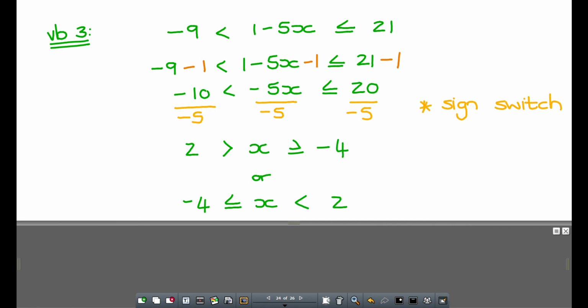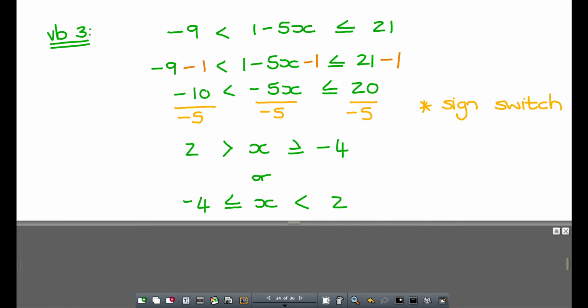X must be greater than minus 4. So, x greater than minus 4. En maak hom toe, x is kleiner as 2. Kyk hierso, x is kleiner as 2. Okay. Put your smaller number on the left-hand side, bigger number on the right-hand side. We obviously know x, or the unknown, will be in the middle. En dan gaan maak net seker van jou keer.